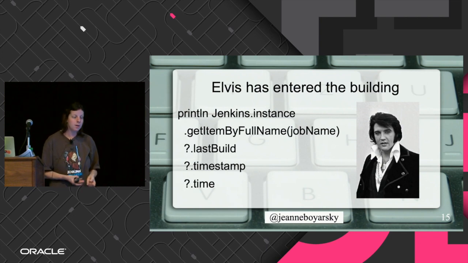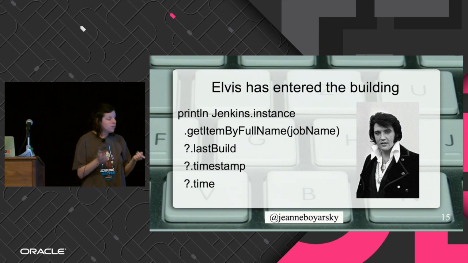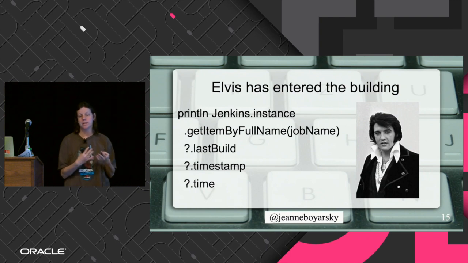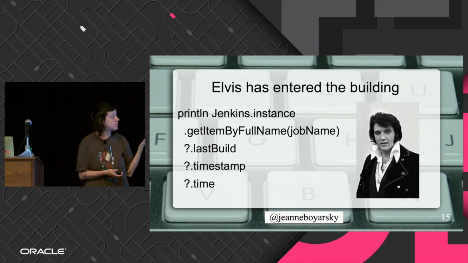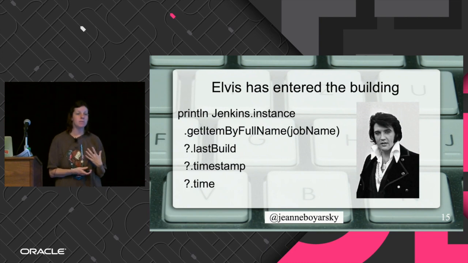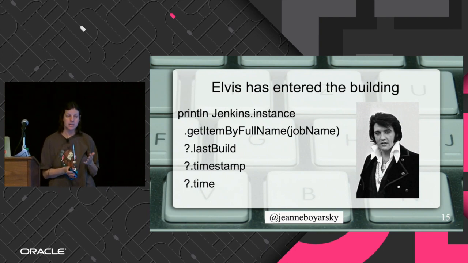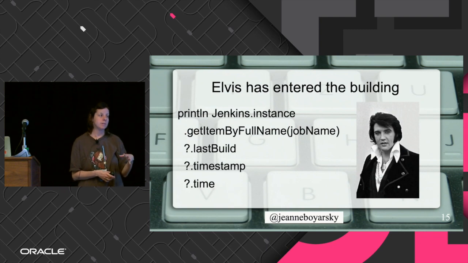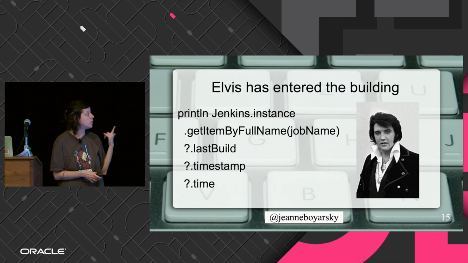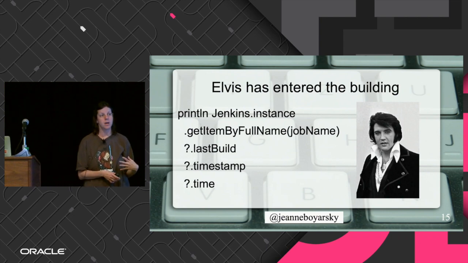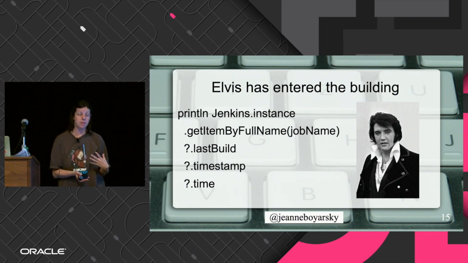In a not-so-ideal world, the job doesn't exist. There was no last build. It exists, but it never ran. There was a last build, but somehow it got corrupted along the way and it doesn't have a timestamp. All of those scenarios are handled by the Elvis operator because any time the Elvis operator sees a null, it says, okay, don't worry about it. I won't call the rest of the stuff. I'll just return null for you, which means I can guarantee this is going to print either null or the time of the last build, which is exactly what I want.